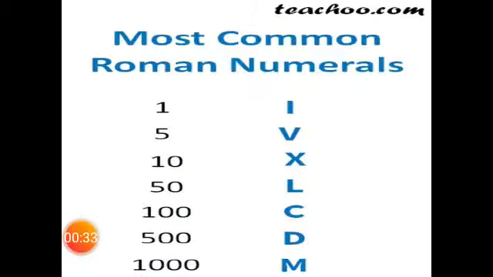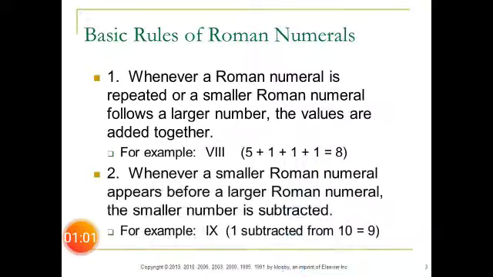Okay, moving to our next slide. Most common Roman numerals. 1 is represented by I. 5 is represented by V. 10 is represented by X. 50 is represented by L. 100 is represented by C. 500 is represented by D. 1000 is represented by M. Is it clear, students? Okay, we will discuss some basic rules of Roman numerals.